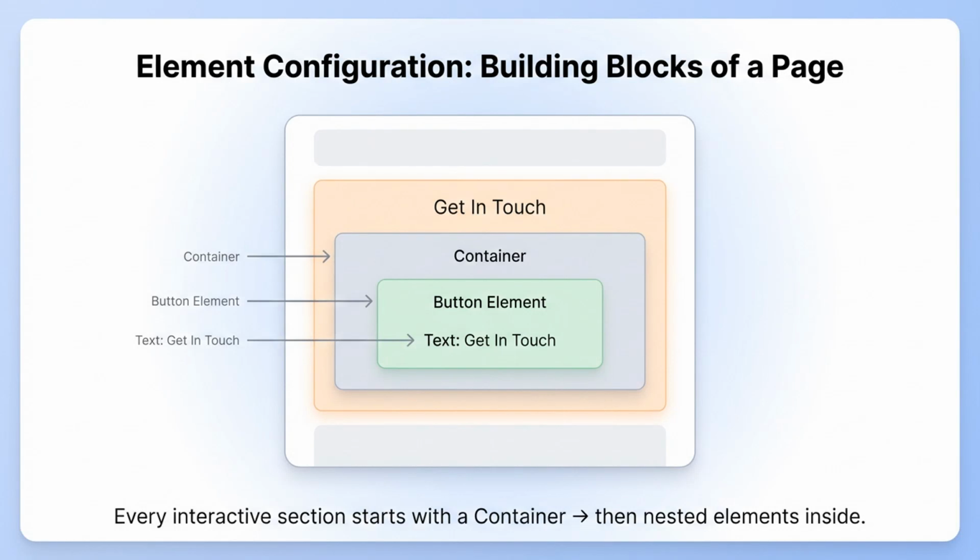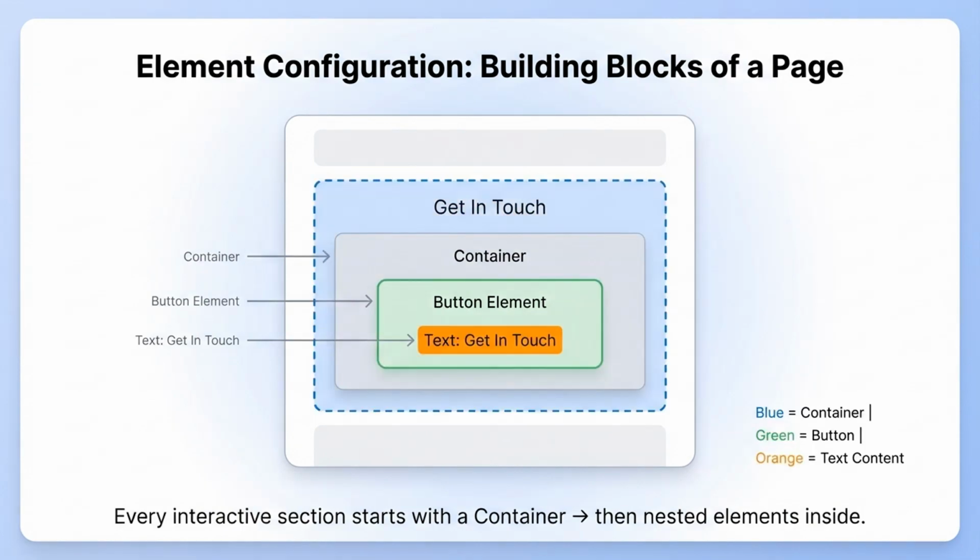Now, let's talk about element configuration, how you actually build the pieces of your page. When you want to create an interactive section, like a Get in Touch area, you start with a container. Think of a container as a box that holds everything together. Inside that container, you then place your specific elements, in this case, a button with the text Get in Touch inside it. This nesting structure is fundamental to web layout.